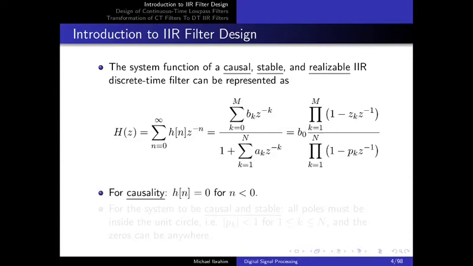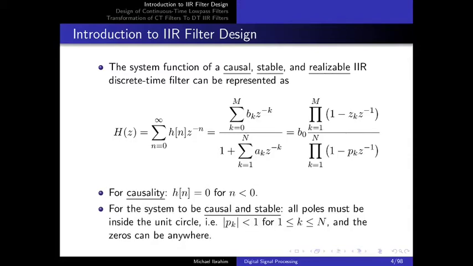So for causality, again, h of n, the impulse response, is equal to 0 for n less than 0. And for the system to be both causal and stable, as you remember, we had this discussion in the Z transform chapter, all poles must be inside the unit circle in the Z domain. In other words, magnitude pk should be less than 1 for all k, for all poles. All poles need to be inside the unit circle, and the region of convergence needs to be going outward up to infinity. When this is satisfied, we would have a causal and stable filter. And the zeros can be anywhere.